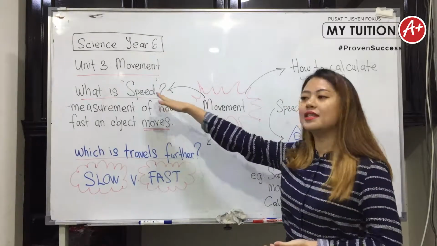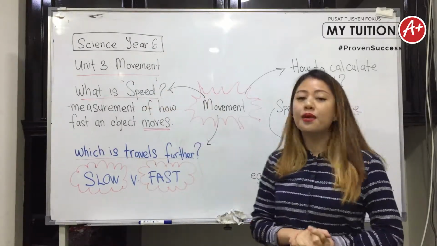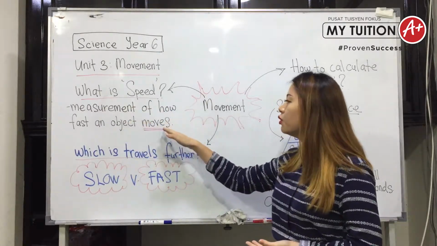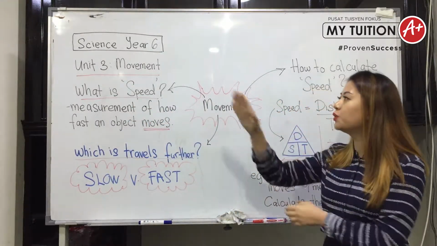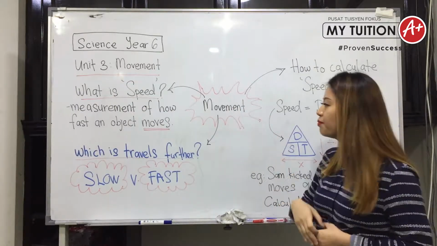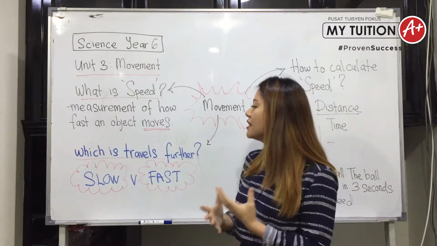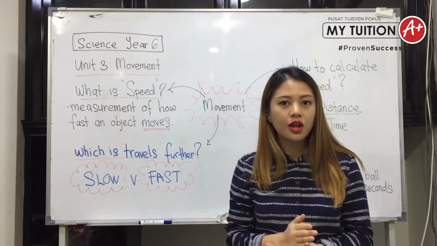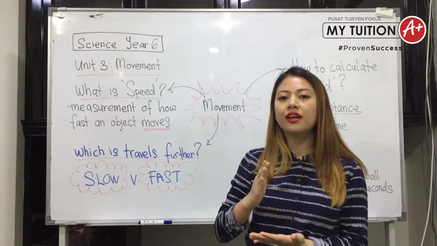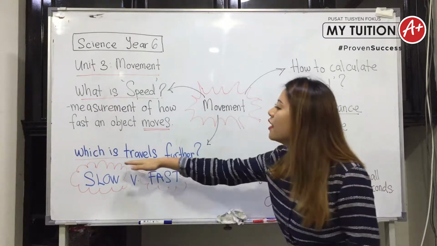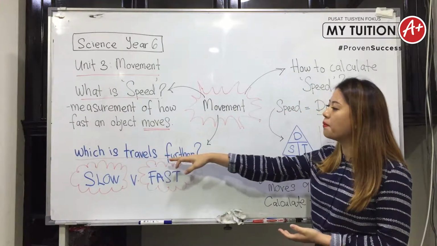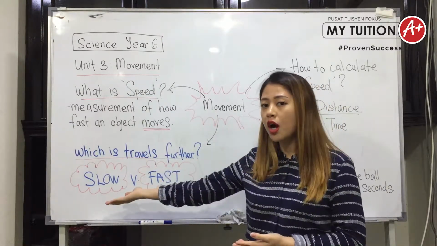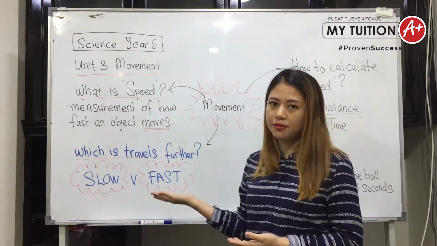Firstly, what is speed? Speed means the measurement of how fast an object moves, which corresponds to our topic movement. Okay? So, in general sense, an object that travels faster will go to a greater length of distance. So now let us look at the comparison. Which travels faster? Slower objects or faster objects?